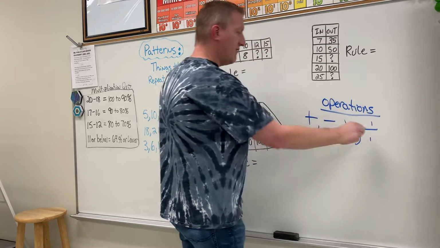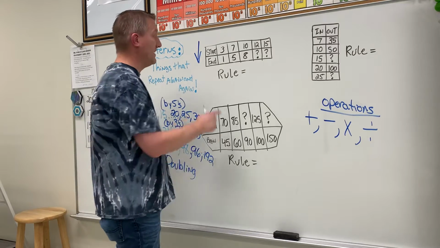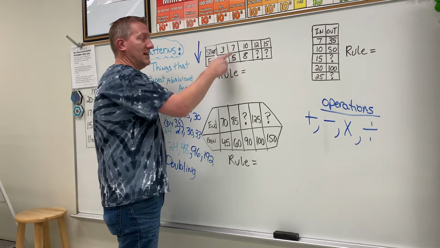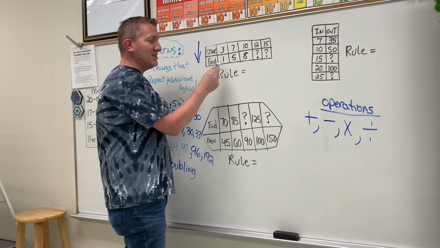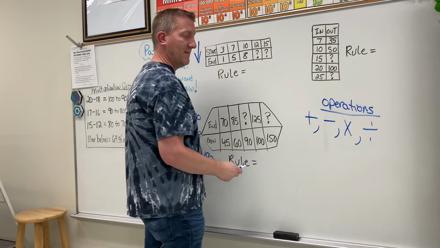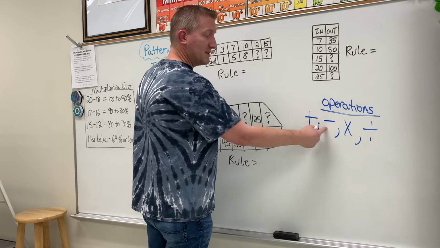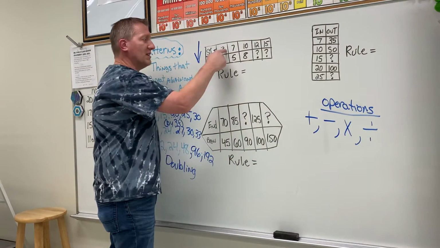Okay, so here are your 4 operations: addition, subtraction, multiplication, and division. So those are the only things that each of these can be. So if it's going from a bigger to a smaller number, which 2 could it be? Yep, it could be subtraction or it could be division, right? So let's see.